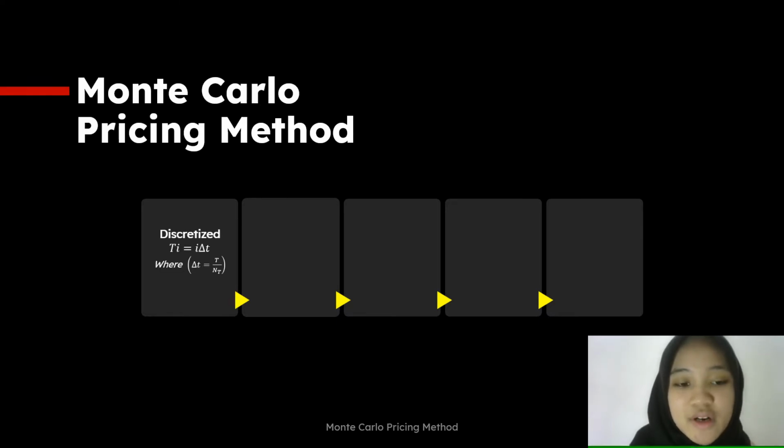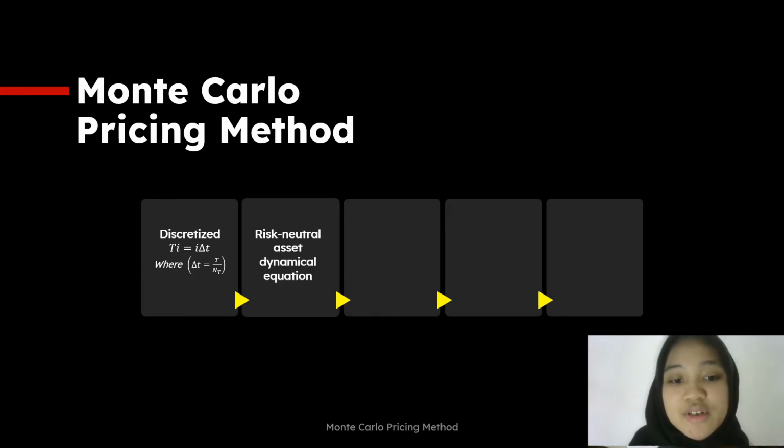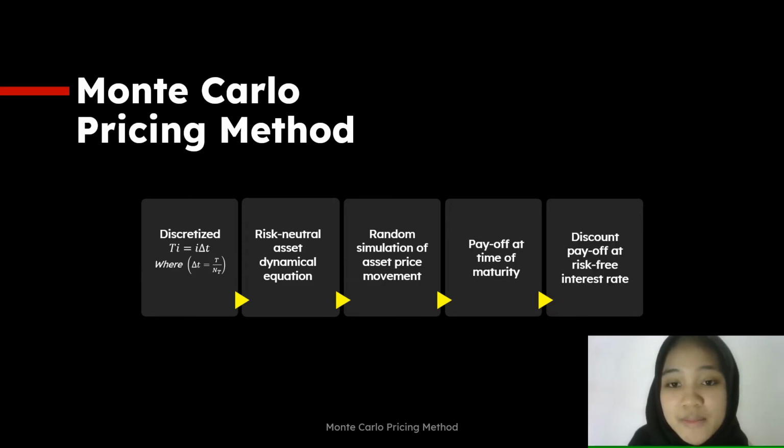First, the time period from 0 to T, the maturity time, will be discretized into sub-intervals. Next step is using the risk-neutral asset dynamical equation for the crypto index to simulate the evolution of asset price, and then perform random simulation of asset price movement each time for a total of n time steps. Next, compute the payoff at maturity time, then discount it at the risk-free interest rate. This step will be repeated for the number of paths. Finally, by averaging the discounted payoff for all paths, the price of the option will be obtained.